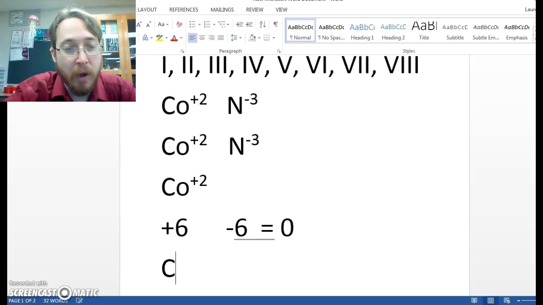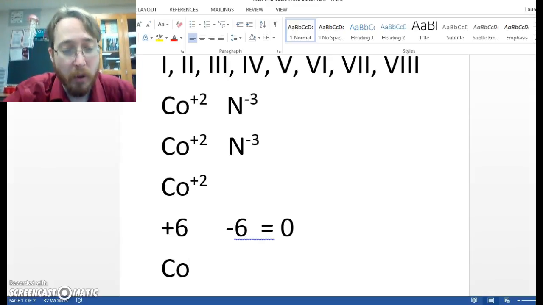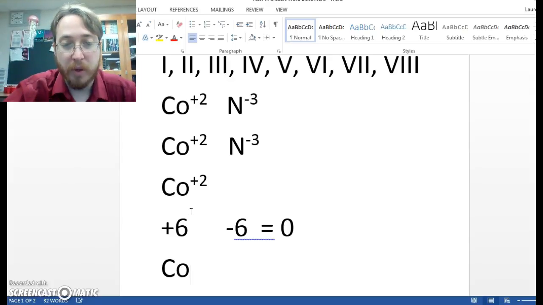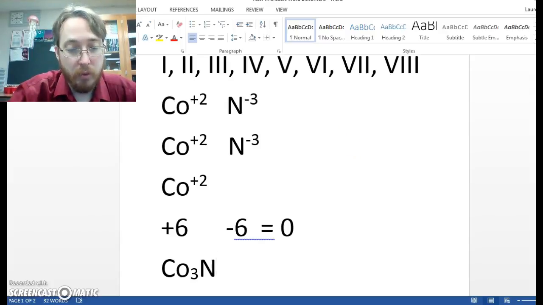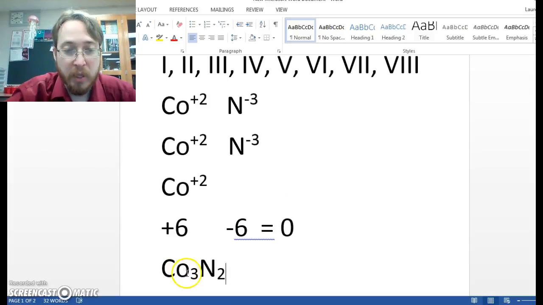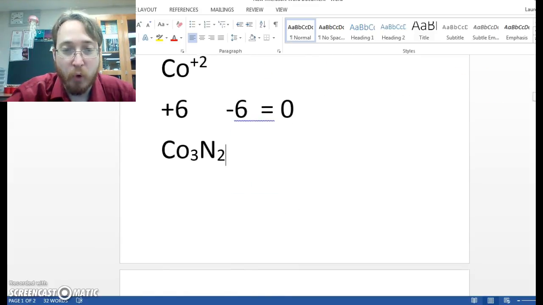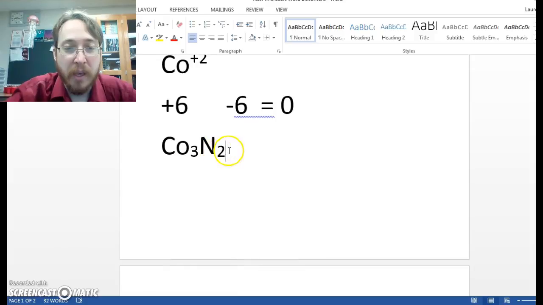How many did we have? Well, we had 3 cobalt. I'm sorry. We have 3 cobalt, but we only had 2 nitrogen. So our counts are 3 cobalt, 2 nitrogen: Co3N2. So there you have it. If this is the name, cobalt(II) nitride, then our formula is going to be Co3N2.